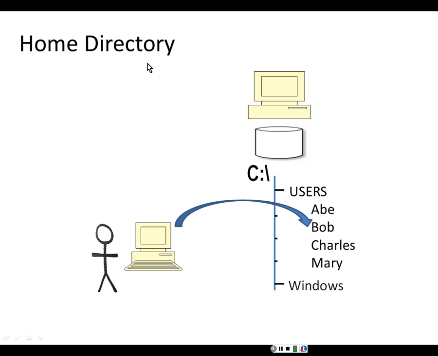A home directory is a folder on the file server under the user's folder where a user can save all of his confidential files. When Bob logs on, he saves files up to the Bob folder on the server. And when Mary logs on, she saves files up to the Mary folder on the server. This is called a home directory.